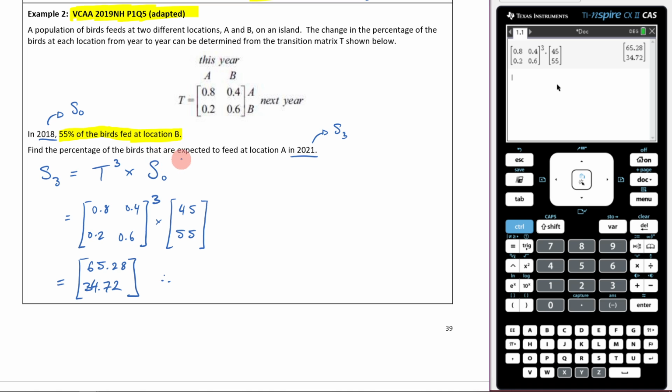Therefore, if it's asking me to find the amount of birds in location A, that means I'm going to end up with 65.28% at location A, because I'm after the amount fed in location A. So that's going to be 65.28 in location A. So that right there is my answer.